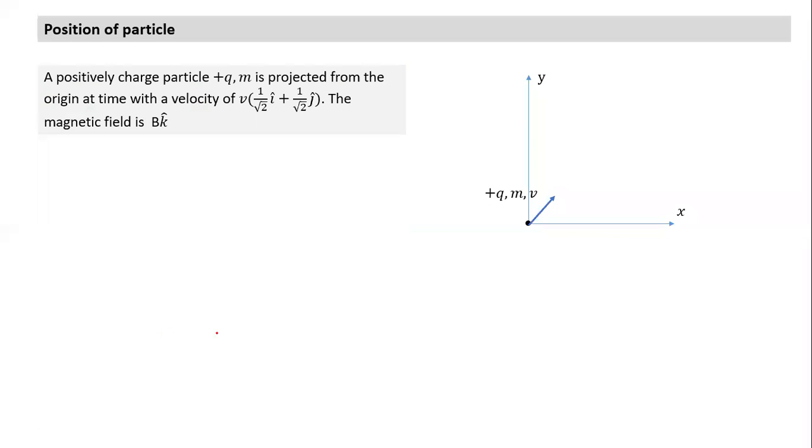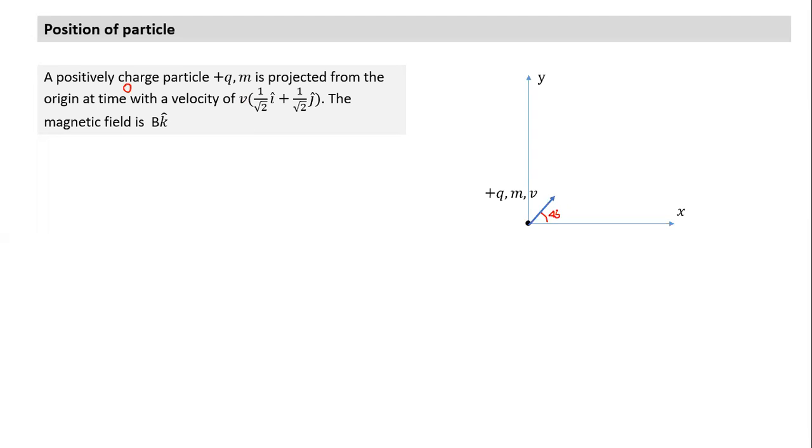Let's take a case. A positive charged particle of charge q and mass m is projected from the origin at time 0 with the velocity given. The magnetic field is like this. If you have to draw a figure whenever this kind of motion is involved, it's better to draw it such that the magnetic field is perpendicular to the plane of the figure. The magnetic field is in the k cap direction, so I've drawn the xy plane, and this is the velocity direction. The magnitude of velocity is v, and the angle it makes is 45 degrees.